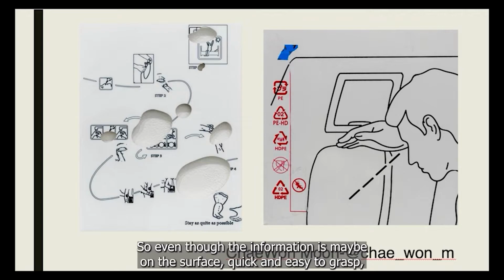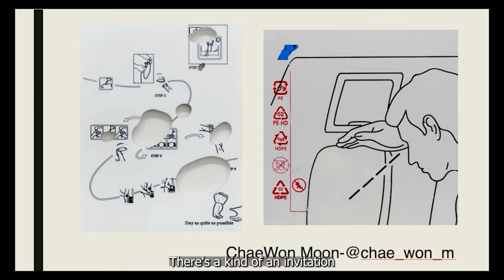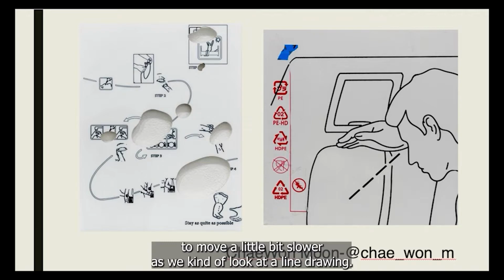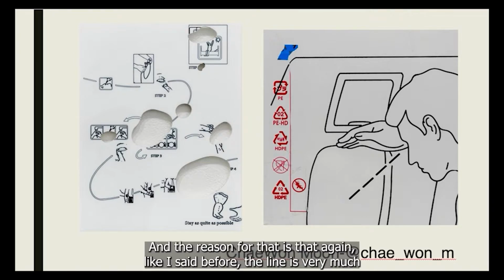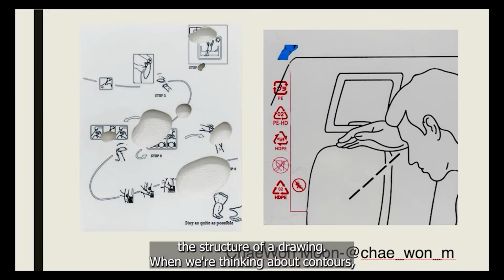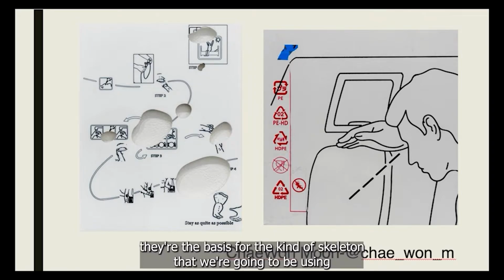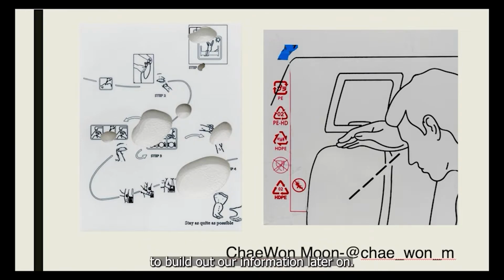So even though the information is maybe on the surface quick and easy to grasp, there's an invitation to move a little bit slower as we look at a line drawing. The reason for that is that, like I said before, the line is very much the structure of a drawing, right? When we're thinking about contours, they're the basis, the skeleton that we're going to be using to build out our information later on.